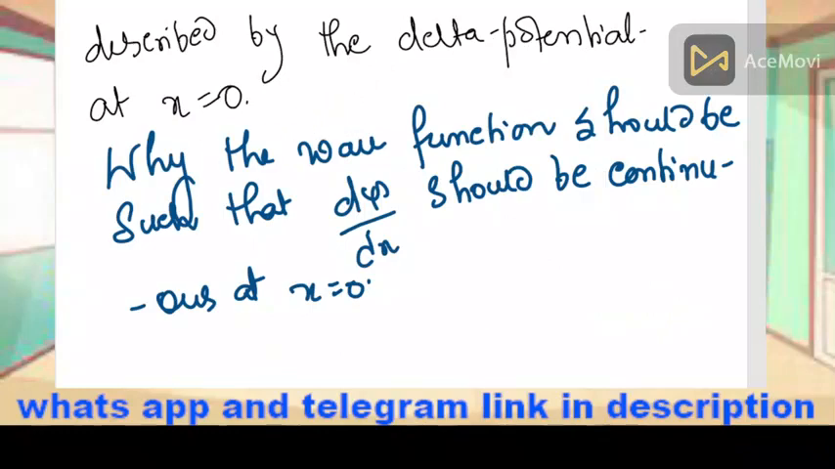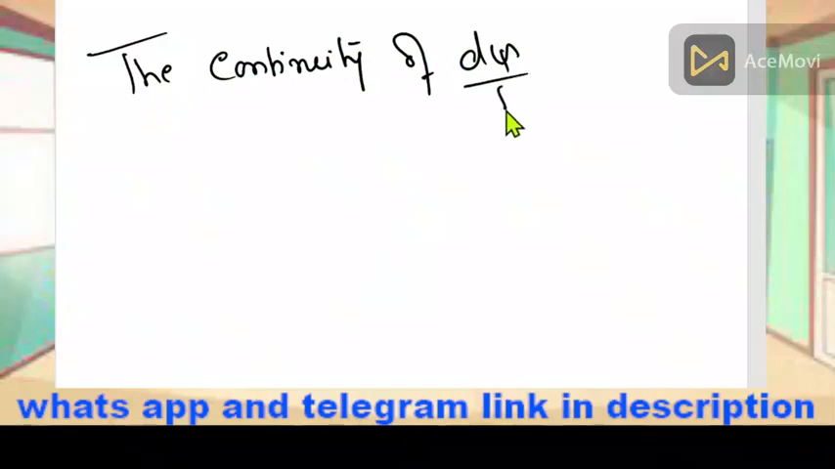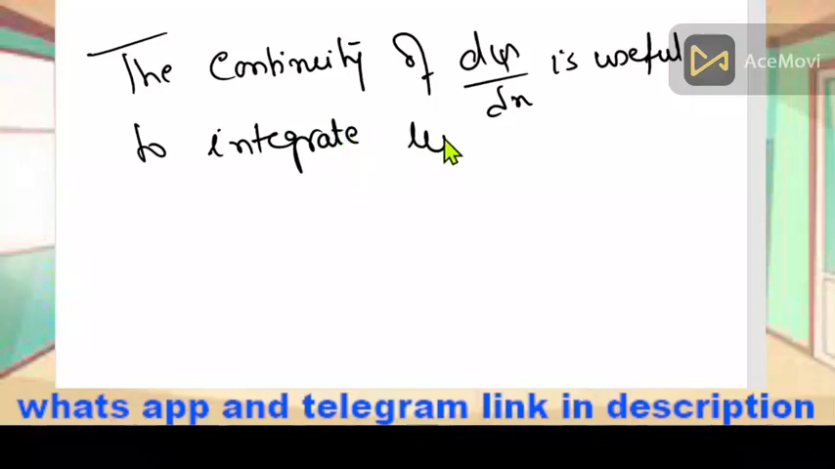So what we need to do here? At x equal to 0, the delta potential is similar to a kink in the wire. Now we need to understand why this condition should hold and why this condition is required. The continuity of d psi by dx is useful to integrate the Schrodinger equation. Then only you are going to get the wave function and extract information regarding the particle.